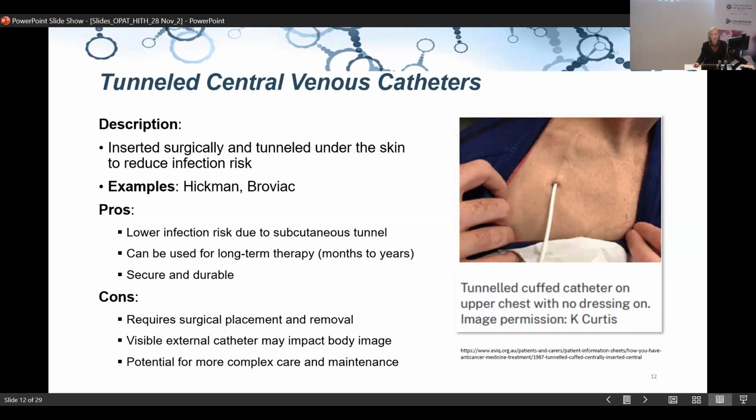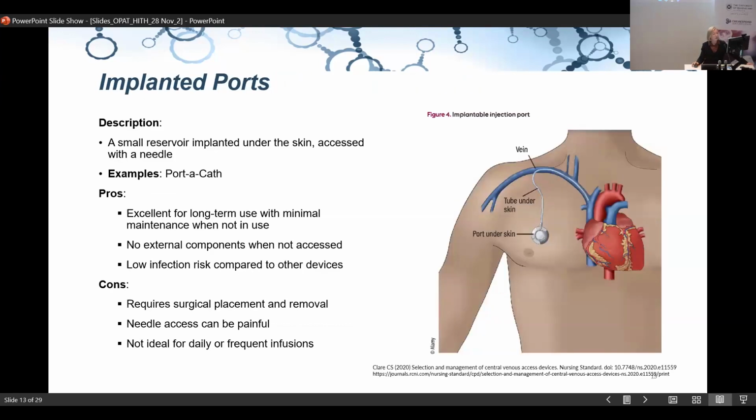They require surgical placement and removal, so they're not that simple or that comfortable for that process for the patients. And they've still got this body image thing, that they've got something that's floating around if they've got that for some weeks or months, and that there is still some care required with that device.